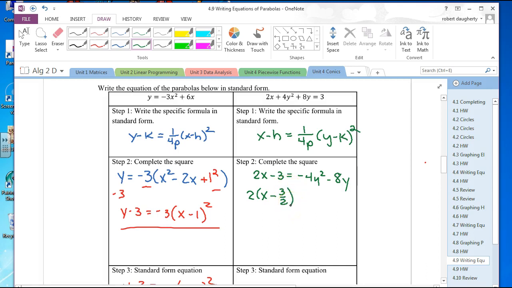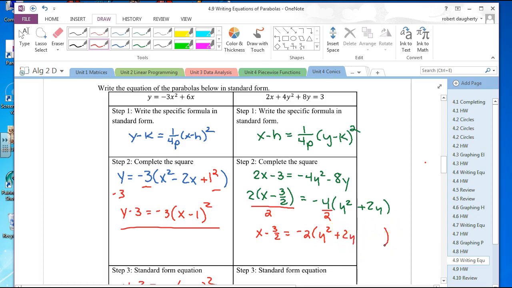Everyone see that. So if I multiply this out, I get 2x minus 3. Okay. Equal, what do I have to factor here? Yeah, negative 4 y squared plus 2y. Right. Now what do I do to get that x minus 3 halves by itself? Yeah, divide both sides by 2. And then I get what? X minus 3 halves equal negative 2 y squared plus 2y.